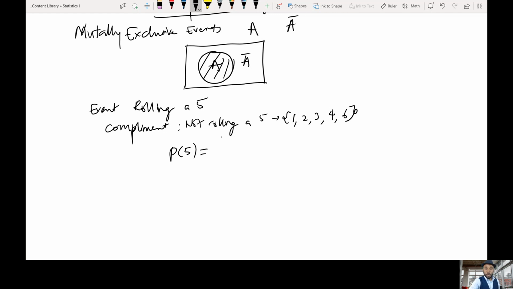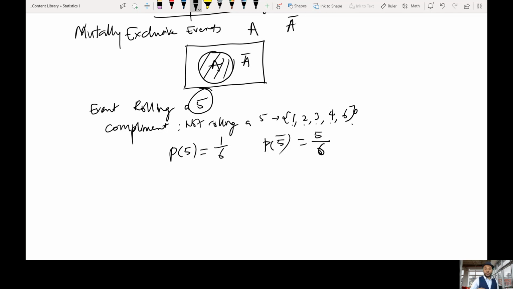Now, if I asked you, what's the probability of rolling a 5? Of course, you know that will be 1/6. This is classical probability. The event size is just 1, and the sample space is 6. What's the probability of not rolling a 5? Here, the event size is 5, since there are 5 numbers in that event, and the sample space is 6. So the probability of not rolling a 5 is 5/6.